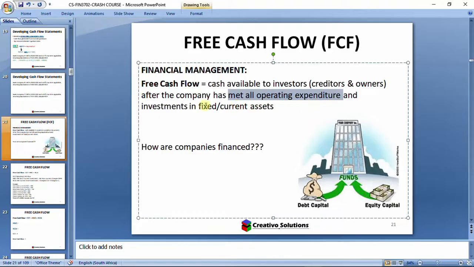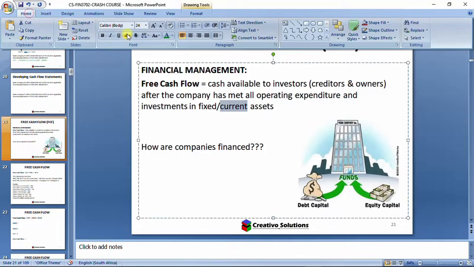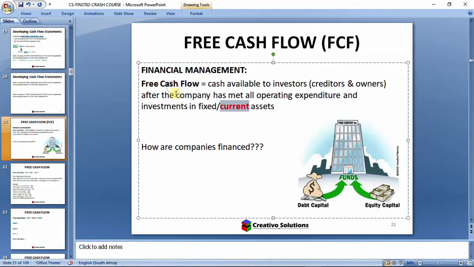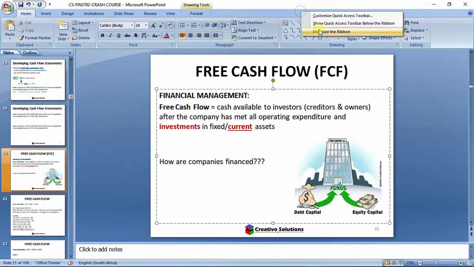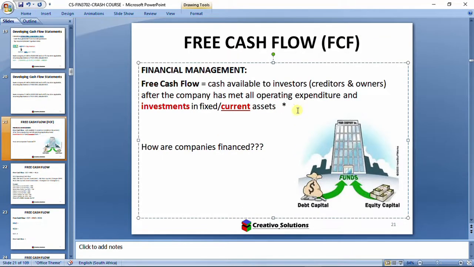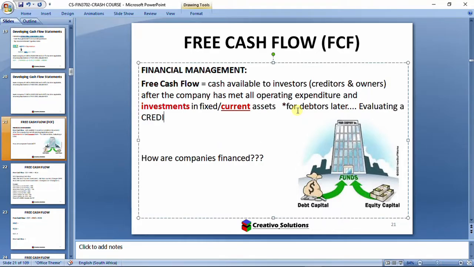We're also going to be looking at the investment in fixed or current assets. Remember, not so much the fixed, but more the current, because we're looking at changes in working capital. This is important, you'll see it later, not this week, the next week, when you're doing a credit policy calculation. I'm just going to put a little note here for debtors later: evaluating a credit policy change.